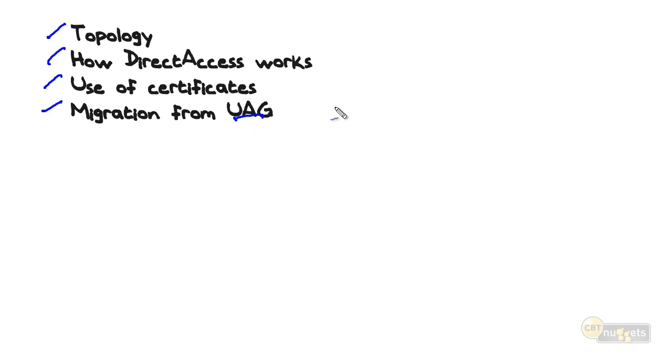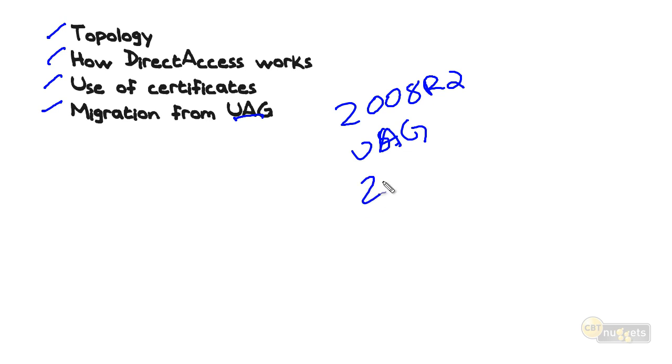You see, in the old days, Windows Server 2008 R2 had a version of direct access, but UAG had a better version of direct access, and now Server 2012 has direct access that includes most of the betterness that was in UAG, plus it's less expensive, so you very well may want to migrate off of UAG onto 2012, so we'll talk about some of those details as well.